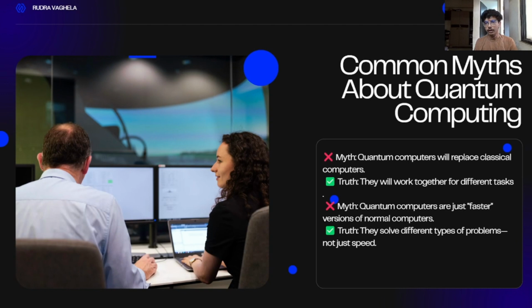Common myths about quantum computing. Myth: quantum computers will replace classical computers. Truth: they will work together for different tasks. Myth: quantum computers are just a faster version of normal computers. Truth: they solve different types of problems, not just speed.